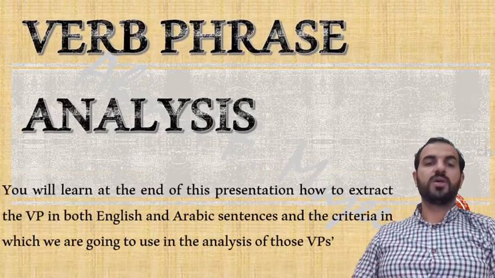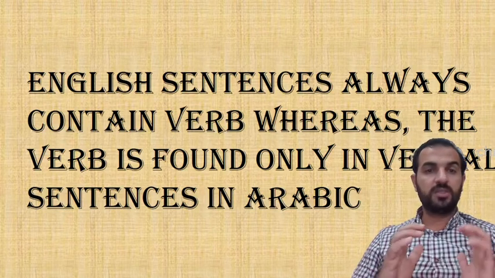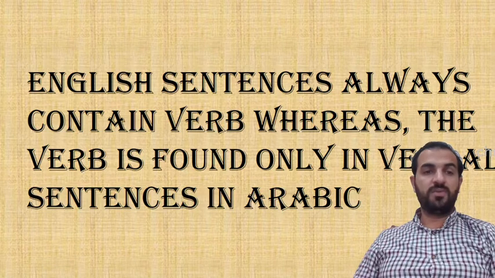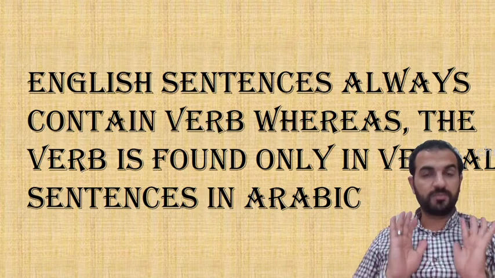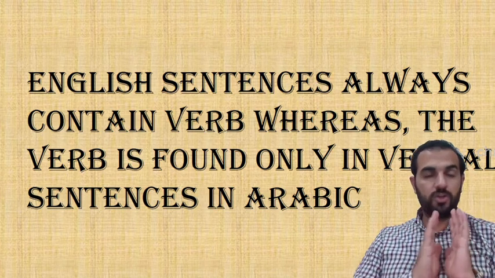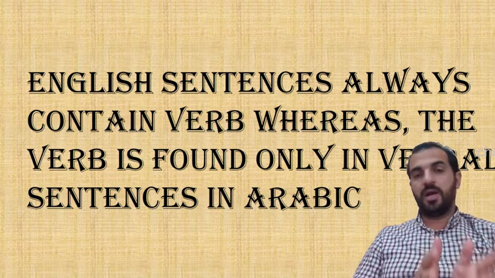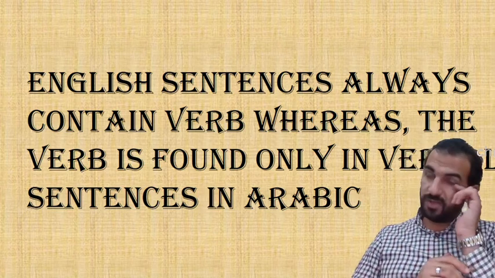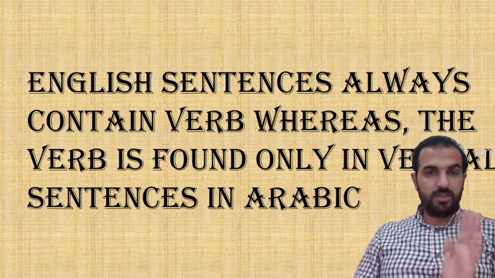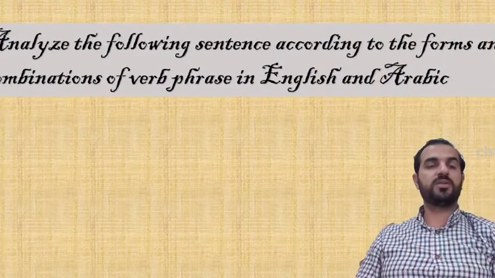Okay, as I say, let's move on. English sentences always contain a verb, whereas the verb is found only in the verbal sentences in Arabic. Okay, this sentence states that all English sentences have a verb, while in Arabic it exists only in the verbal sentence. So there is no English sentence without a verb, impossible. Okay, English sentences always contain a verb phrase.